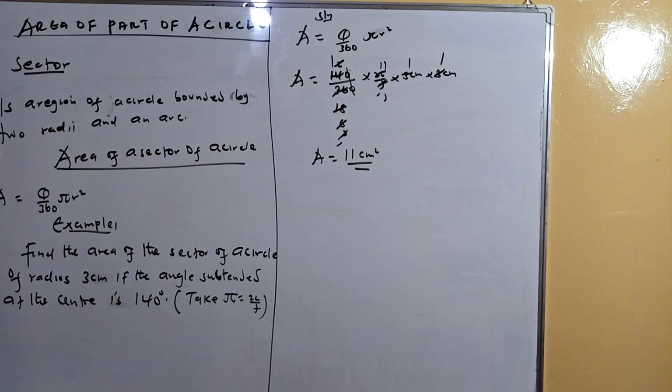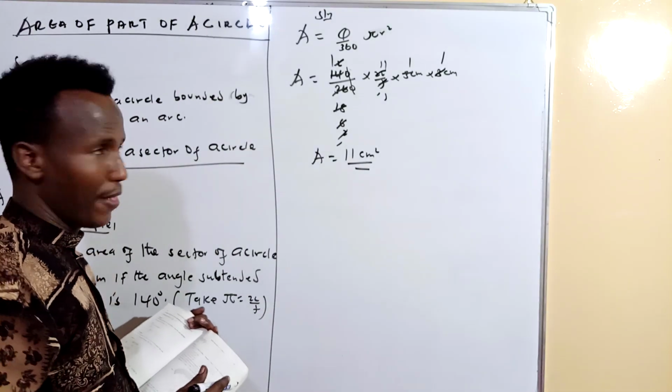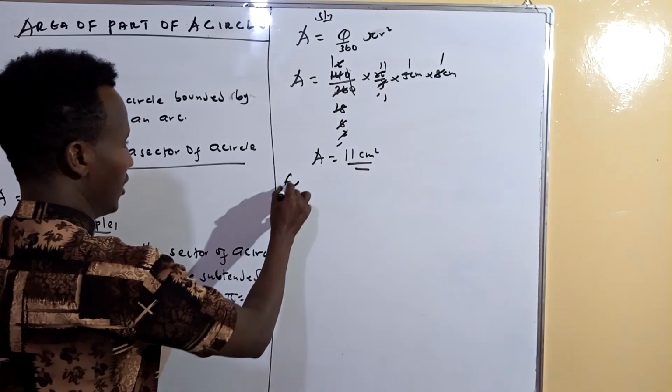That's how we're going to get the area using theta over 360 times pi r squared. Then let's go ahead and see how we're going to get the radius of the sector of a circle given its area. Let's now see example 2.